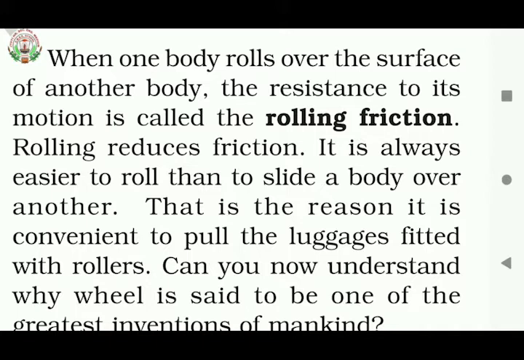When one body rolls over the surface of another body, the resistance to its motion is called the rolling friction. What is rolling friction? Rolling friction is the friction that acts on objects when they are rolling over a surface. It is much weaker than sliding friction or static friction. So you have to apply less force to overcome this rolling friction. It is always easier to roll than to slide a body over another. This is the reason why it is convenient to pull the luggage fitted with rollers.